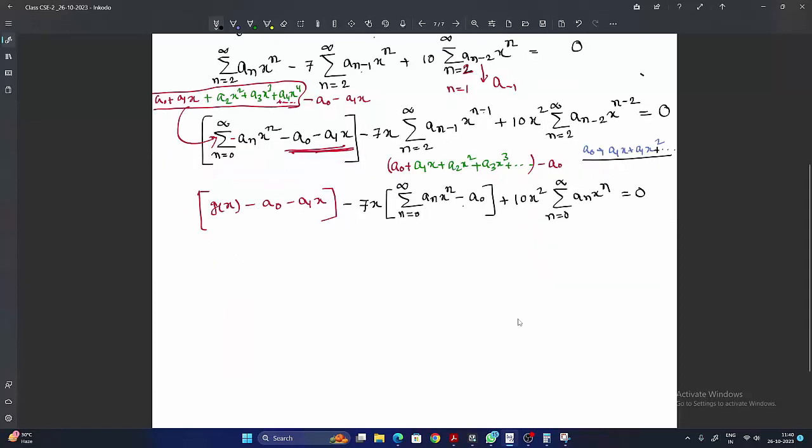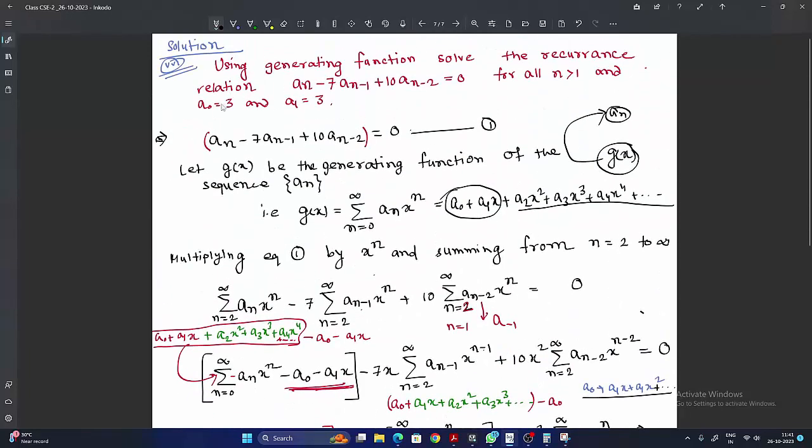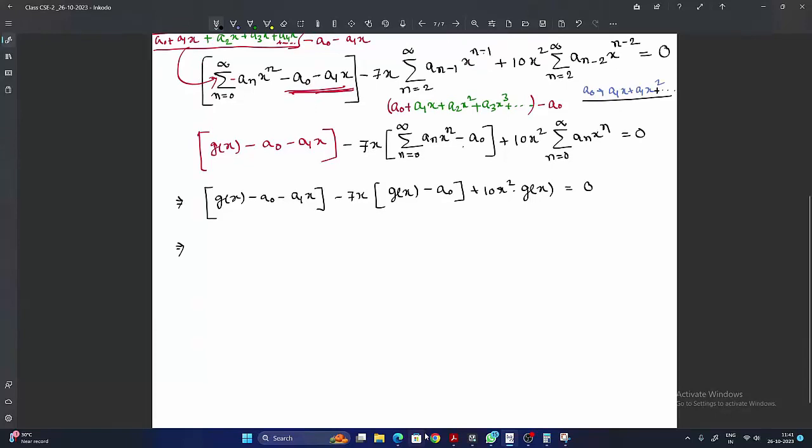So up to now, is there any doubt or can we continue from here? Okay, I think there is no doubt. So then it is g of x, then minus a0 minus a1 of x, then 7 of x into this value, which is again gx, and minus a0, then 10x squared into it, which is again g of x, and that value is equal to 0. Okay. So then we know the values of a0 and a1 in the question. It is given a0 is 3 and a1 is also 3, you can put those values there.